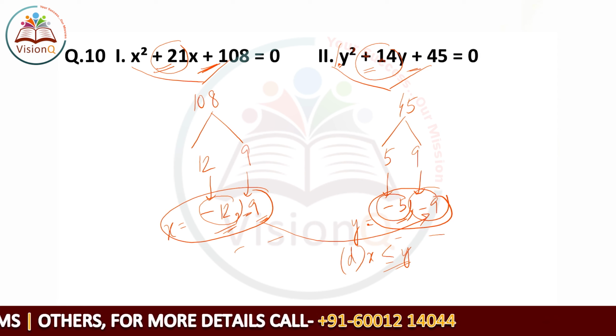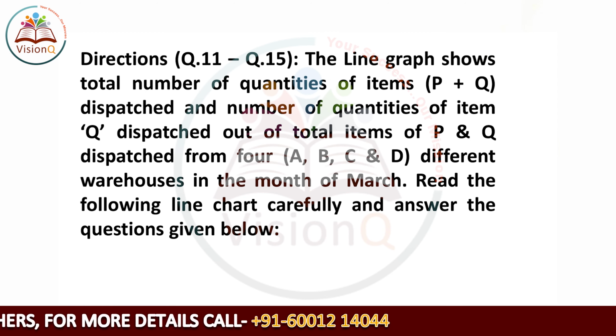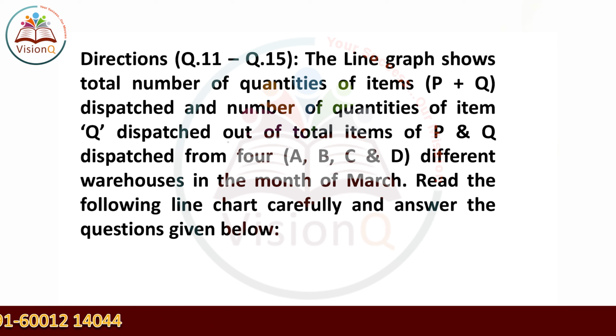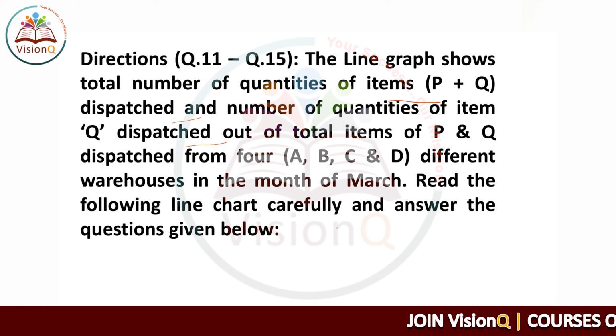So next we'll discuss the questions of data interpretation. Again a very important section for any examination. So this was the question of line graph asked in the recently held examination of SBI PO. It is based on two variables. It says the line graph shows the number of quantities of items P and Q dispatched. That means in one line it is given about P plus Q.